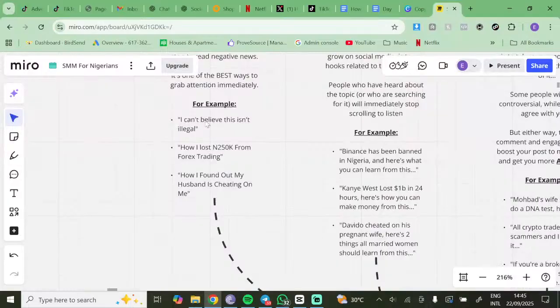So for example, if you make a video that says, how I lost 250K from trading, that's a very short and simple hook, right? If your video starts by saying something like that, like how I lost 250K from Forex trading, people are going to stop because they want to listen, they want to pay attention and think, how did this person get scammed?